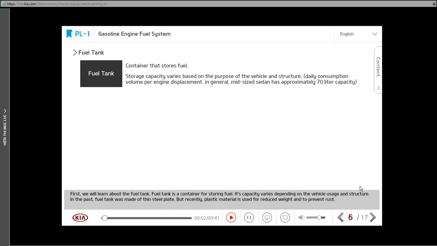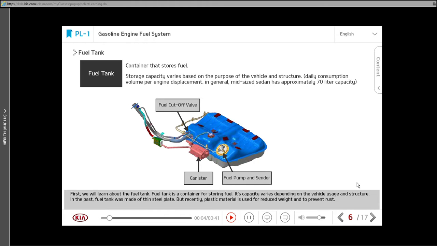First, we will learn about the fuel tank. Fuel tank is a container for storing fuel. Its capacity varies depending on the vehicle usage and structure. In the past, fuel tank was made of thin steel plate. But recently, plastic material is used for reduced weight and to prevent rust.